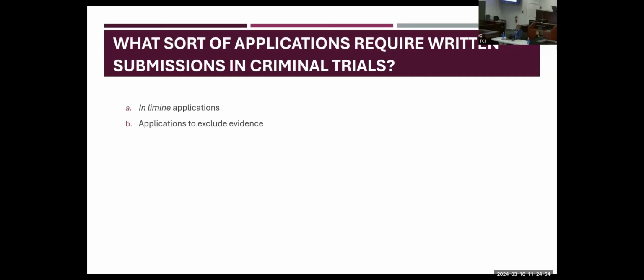Applications to exclude evidence. Now that can either be pre-trial or during the course of the trial. And sometimes these applications could result in the end of the case altogether. If the only issue in a case is in terms of identification, and you believe that the initial identification procedure is improper, you may want to make a full written submission, because if successful, that could be totally dispositive of the case. What other options?